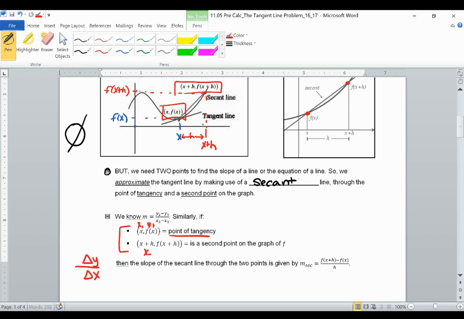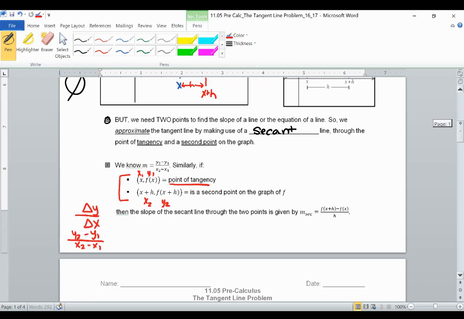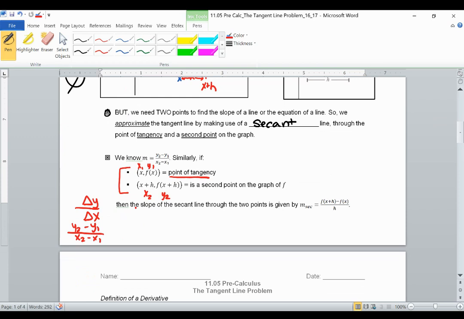This is my x sub 2, y sub 2. So we're doing y2 minus y1 over x sub 2 minus x sub 1 to find the slope of our secant line. So we would take f of x plus h as my y2, minus my y1, which is f of x, over my x sub 2, which is x plus h, minus my x sub 1, which is x. And this is our slope.